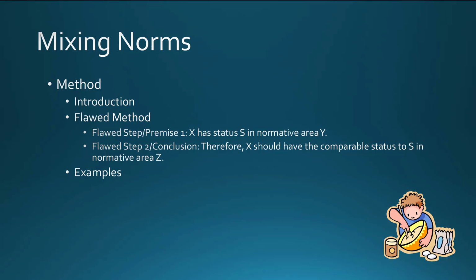And people often want to go from one normative area, say ethics, to law, and reason that because something is immoral, it should be illegal. Or if something is morally right to do, that it should be legal or legally compelled.